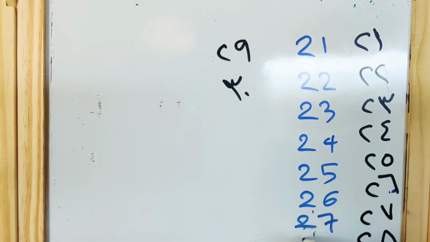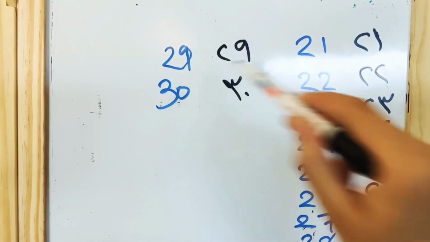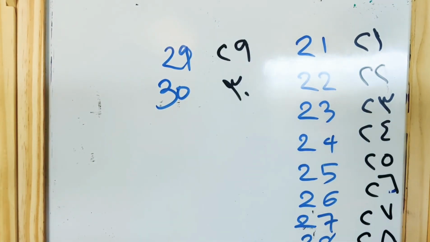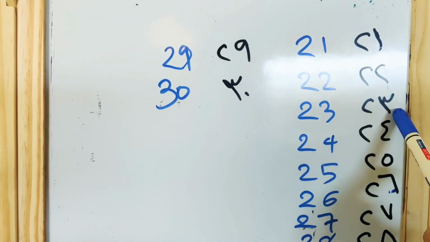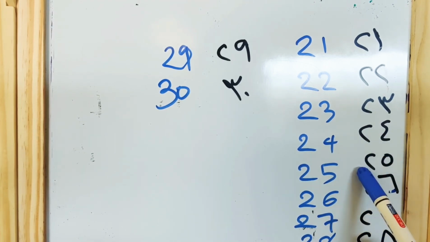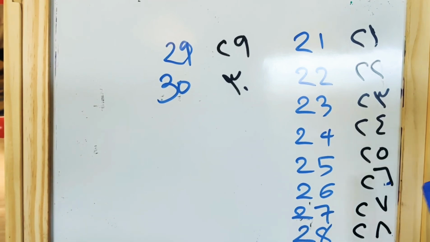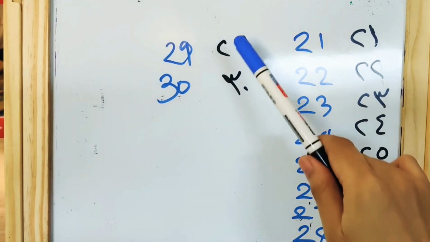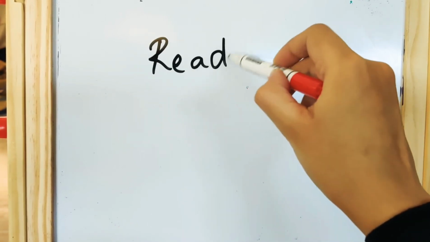21 is واحد وعشرين. 22 اثنين وعشرين. 23 ثلاثة وعشرين. 24 أربعة وعشرين. Okay. 24 is أربعة وعشرين. 25, 26, 27, 28. Alright, and then 29, and 30.